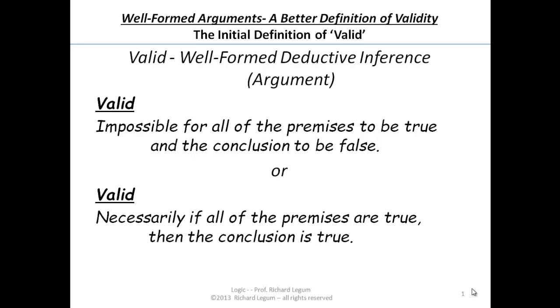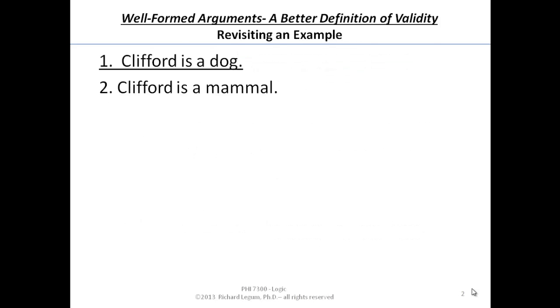But now let's consider an example that's going to show that while this definition was roughly correct and gave us a good idea, it wasn't quite on target. Consider this argument. Clifford is a dog, therefore Clifford is a mammal. Is this a valid argument? Does it follow logically from the fact that Clifford is a dog that Clifford is a mammal?